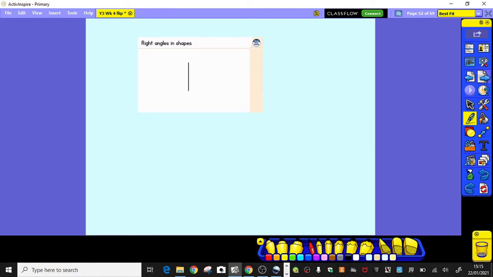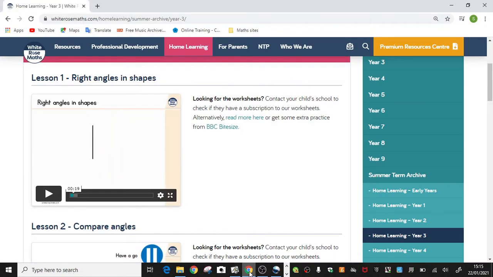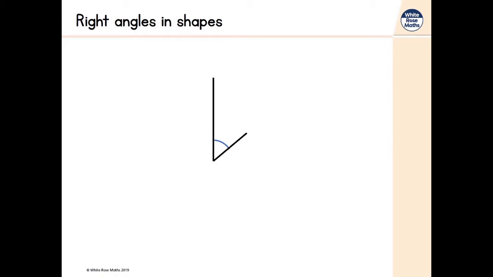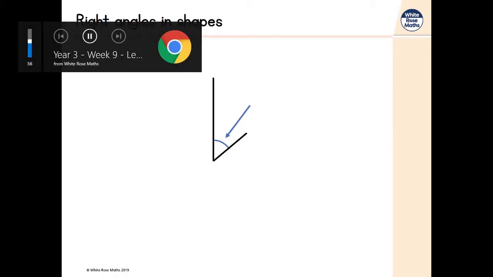Let's start off by watching a short video. But first of all, what is an angle? Here we've got a line. And now we've got another line. Did you see how the second line turned from the first line? And there's an angle, the gap between the two lines.